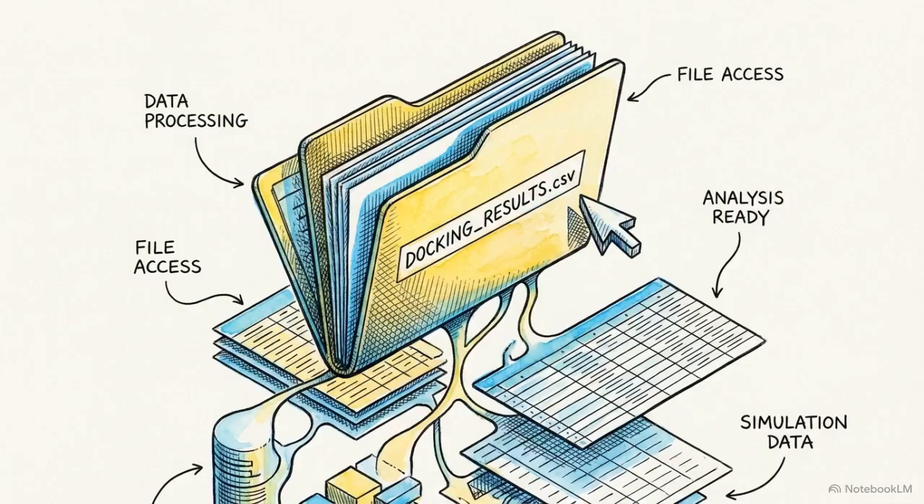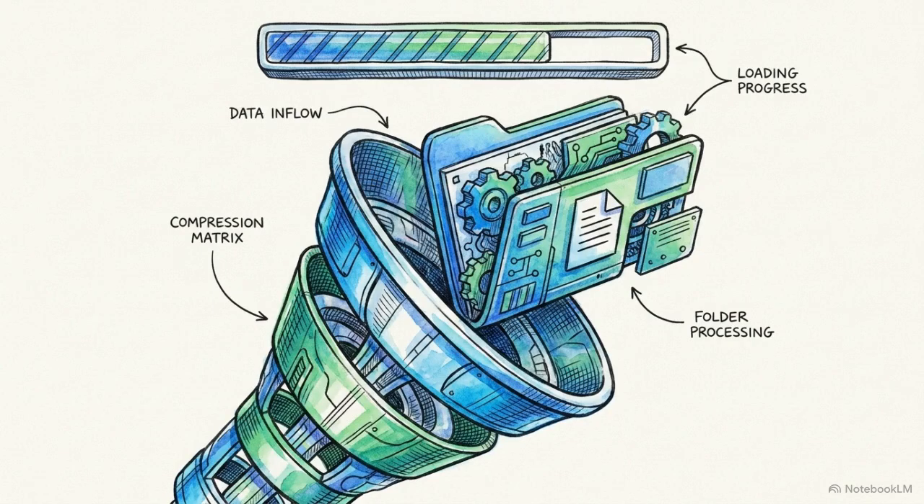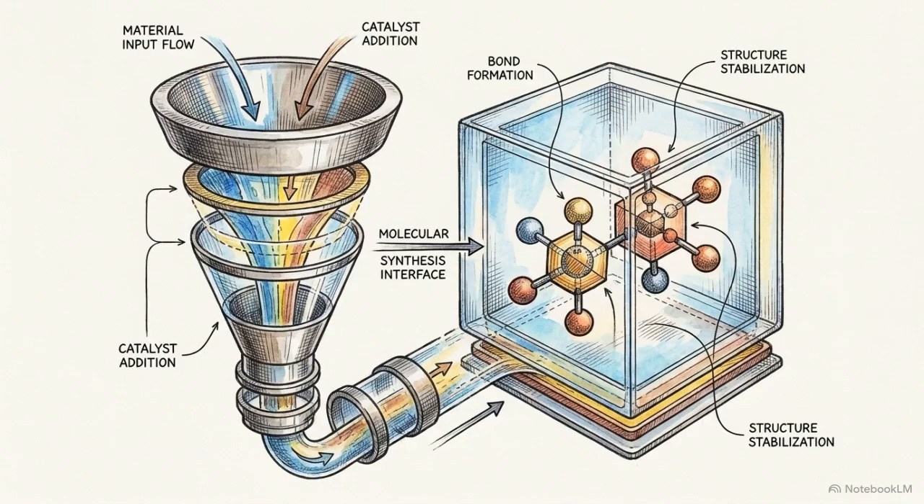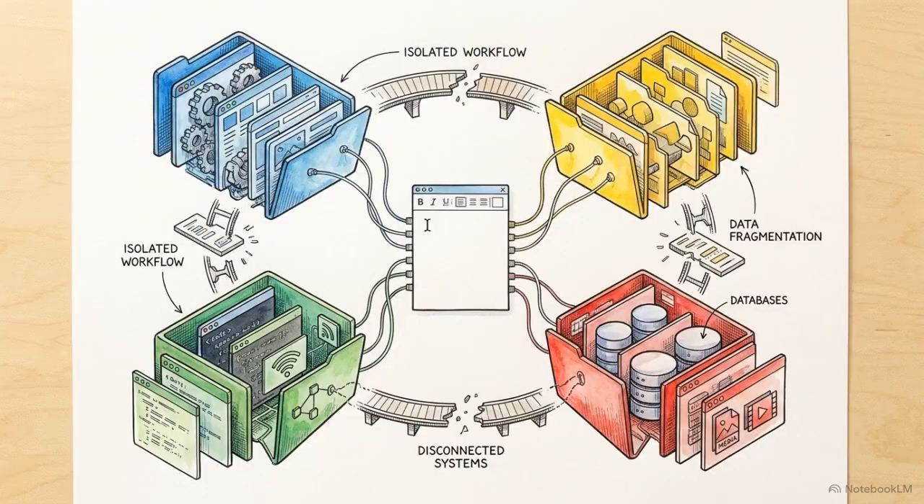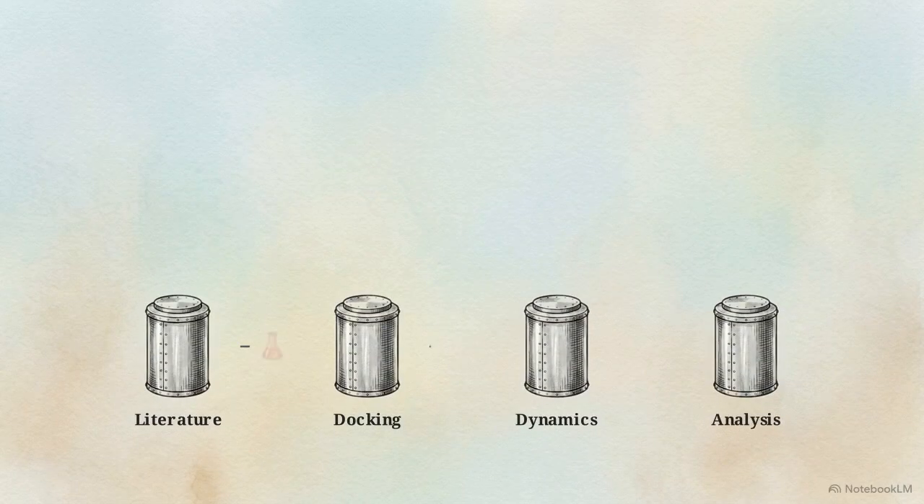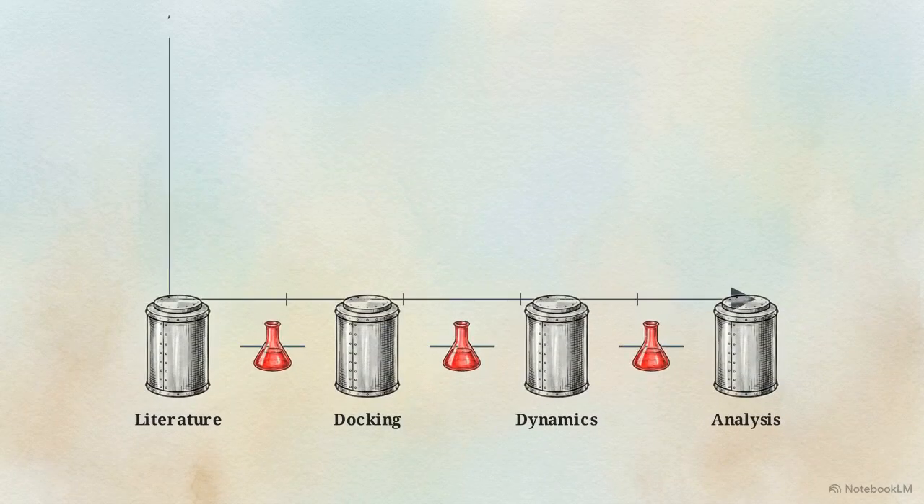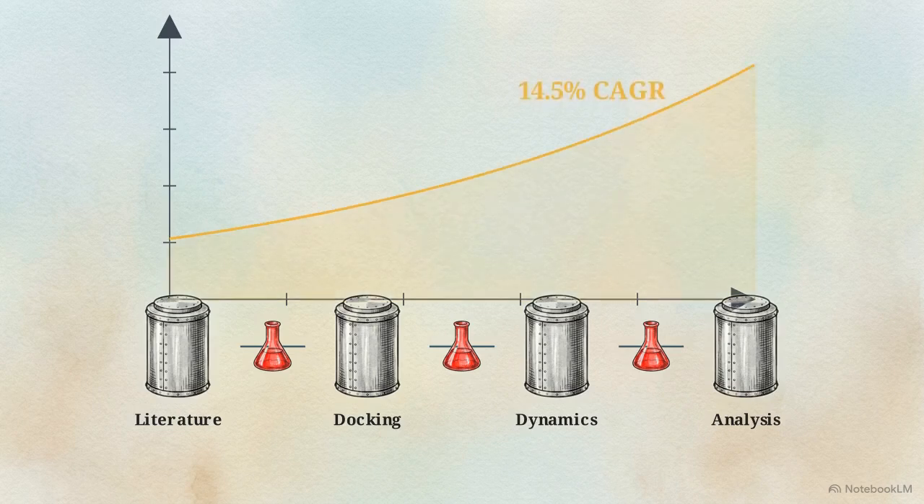Even when they get a docking result, they must export that data and reformat it for a completely different application just to run molecular dynamics, simulating how that drug behaves over time. Those results then move into a third, standalone statistics tool for analysis before the findings are finally transferred into a separate word processing application. This flowchart illustrates the disconnected workflow currently defining the industry, a process struggling to keep pace with a bioinformatics sector expanding at a 14.5% annual growth rate.